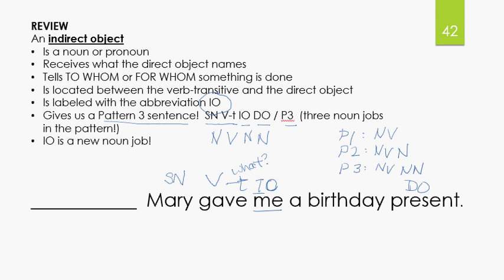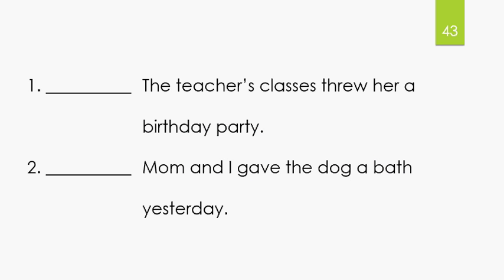You're not giving me to someone, right? You're giving a present to me. So when you ask the question, to whom or to what, you can also ask for whom, for what, and you have an answer, then you know you have an indirect object. To label the sentence pattern, you label it subject noun, verb transitive, IO, DO, pattern 3. Okay? All right, let's move on because we've got a lot of sentences to classify.